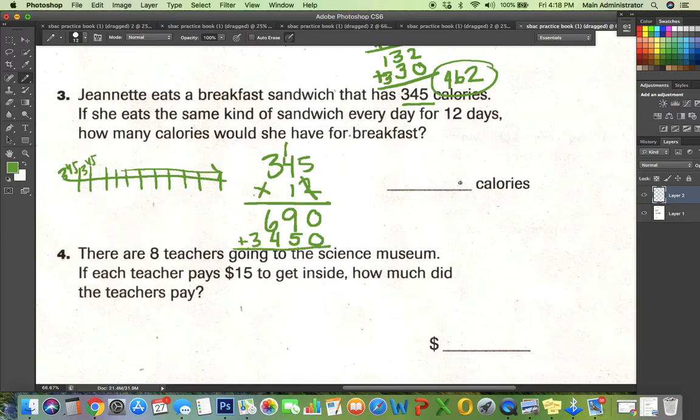0 plus 0 is 0. 9 plus 5 is 14. So I'll put the 4 here. They'll carry the 1. 6 plus 4 is 10. 1 more is 11. Put my 1 here. Carry the 1. And 3 plus 1 is 4. So she would eat 4,140 calories if she ate the same sandwich for 12 days in a row.